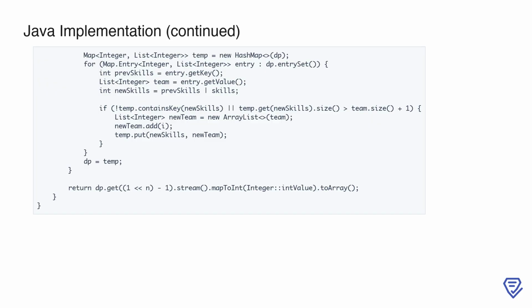After processing all people, the final skill set we need is represented by the bitmask 1<<n minus 1, where n is the number of required skills. We retrieve the team corresponding to this skill set from DP and convert it to an array of integers, which is returned as the result. This ensures that we find the smallest team capable of covering all required skills.